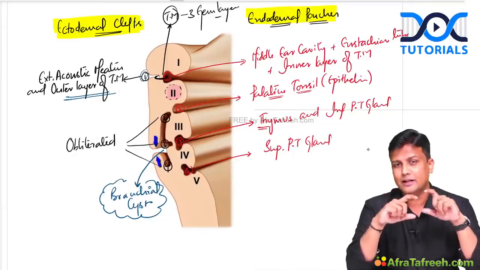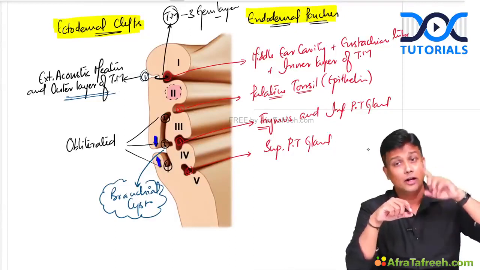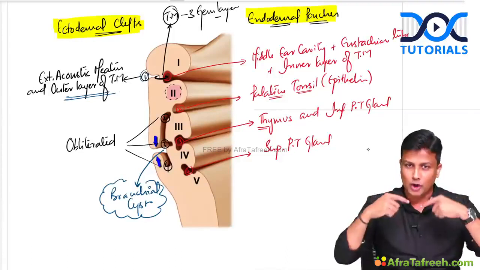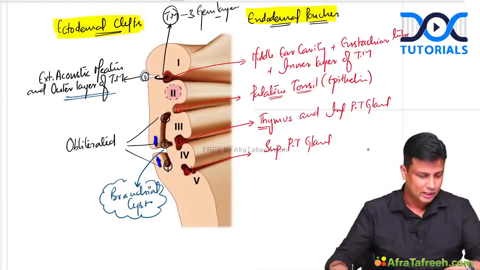And that hypobranchial eminence is divided into the cranial part and the caudal part. The caudal part of the hypobranchial eminence is going to form the epiglottis.